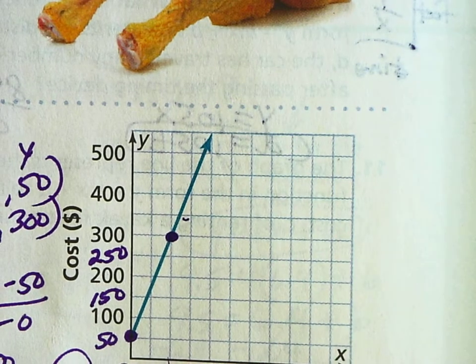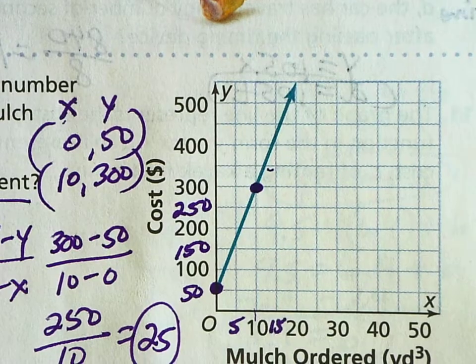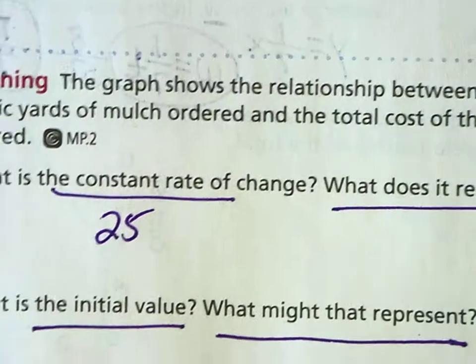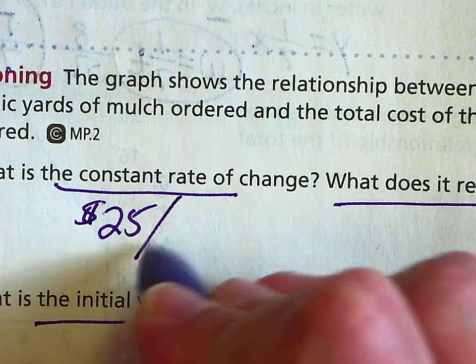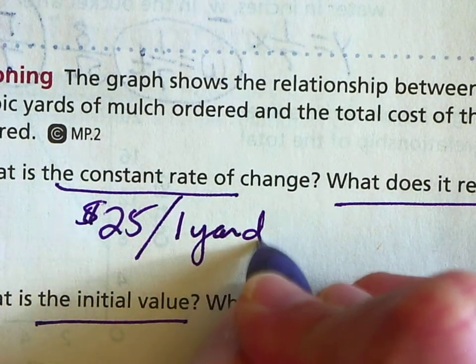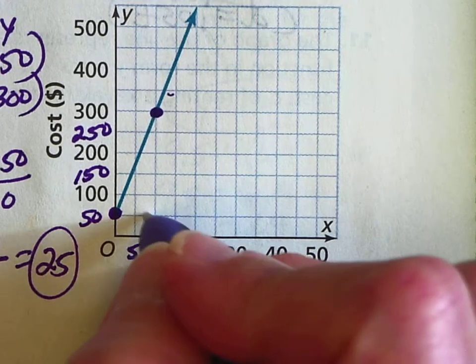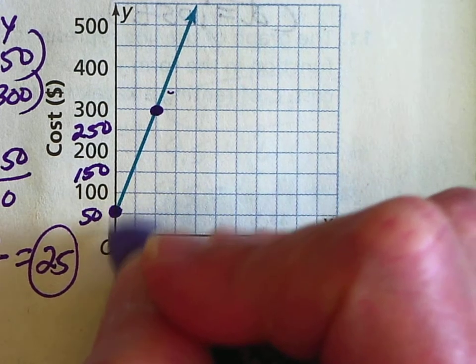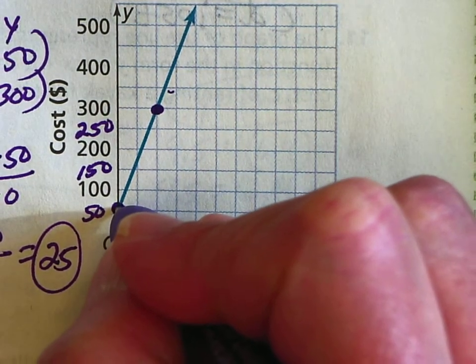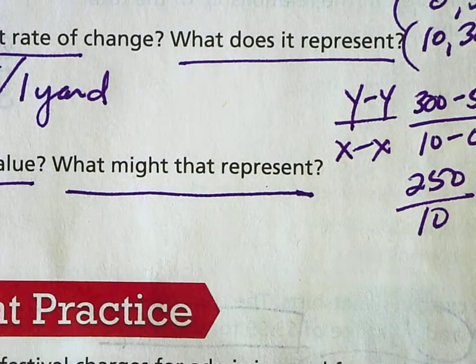So folks, what that means is it's $25 for 1 yard of mulch. It's $25 per yard. That's what that means. Okay, now what's the initial value, the y-intercept, and what might that mean? The initial value is where this line touches the y-axis, so it's 50. So 50 is your initial value, your y-intercept.